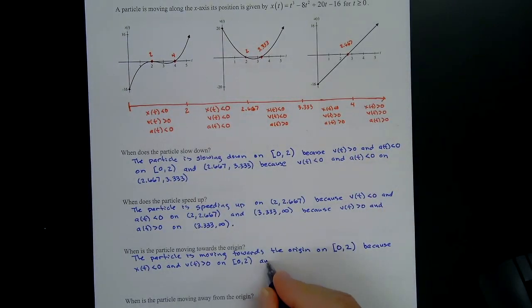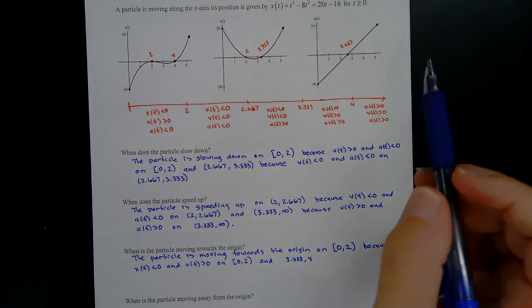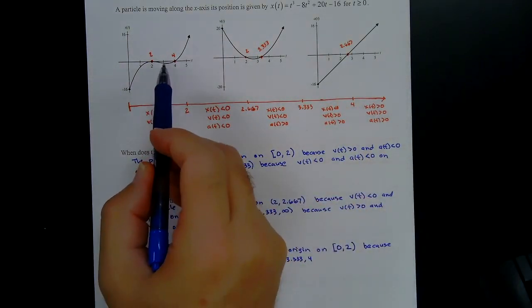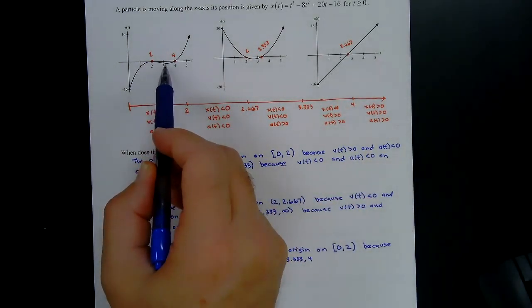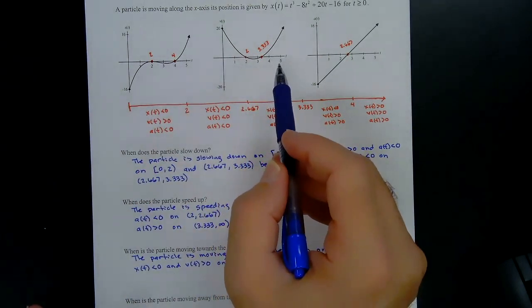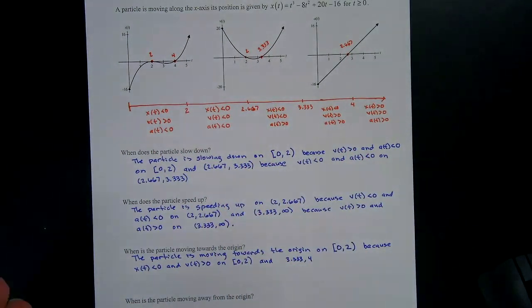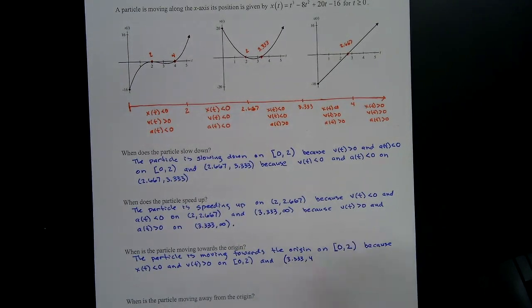So, 3.333, comma, 4. Now, how about 3.333? Okay, do we include it? Well, at 3.333, the position is negative, but the velocity is 0 there. We cannot include it, okay? All right, because there's no motion at exactly 3.33. We're not moving. We're actually stopped, right? So you can't be moving towards it if you're stopped, okay? So that's why we're not going to include 3.333.